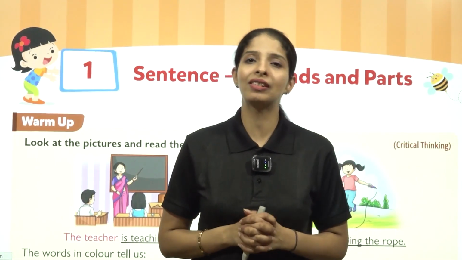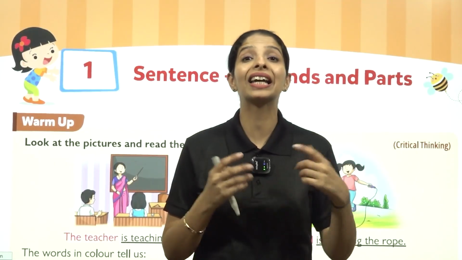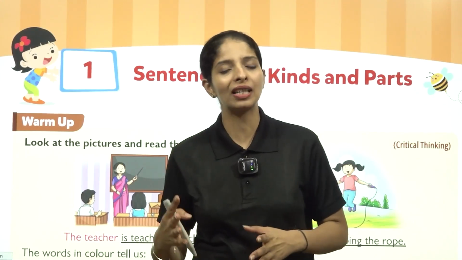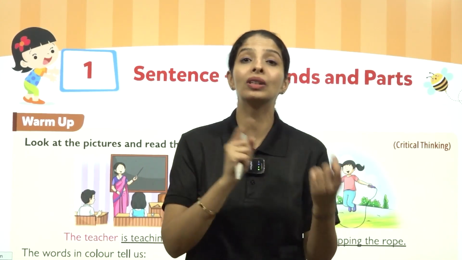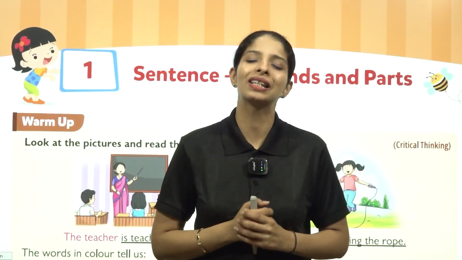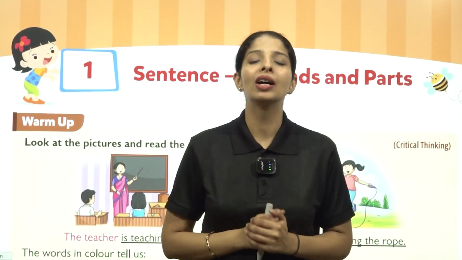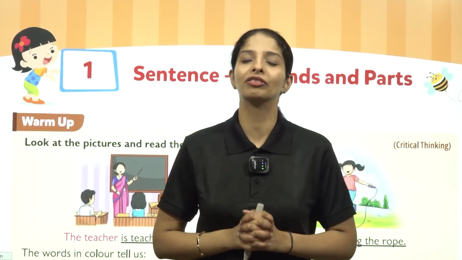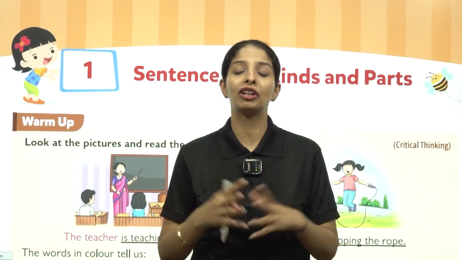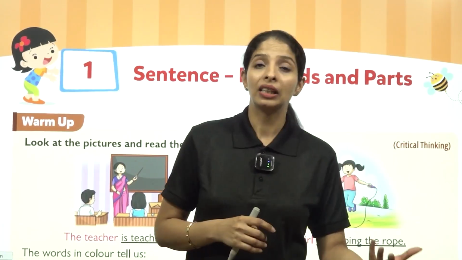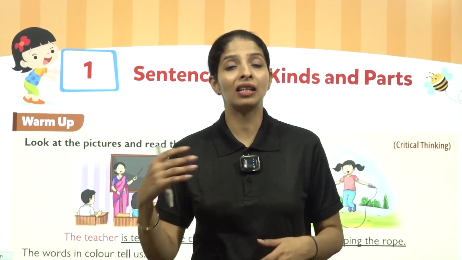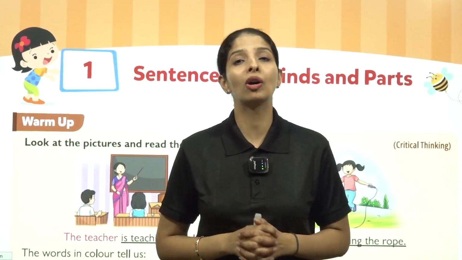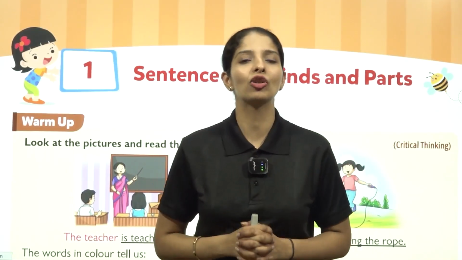Similarly, the cat sleeps. So I'm talking about who? The cat. So the cat is the subject. Sleeps, the next part of the sentence, which is telling me about the cat, is the predicate. So sleeps is the predicate here. So the subject and the predicate are the two parts of the sentence. Now there are different kinds of sentences also. There are interrogative sentences, declarative sentences, imperative sentences. So today in this session we'll talk about parts and kinds of sentences.